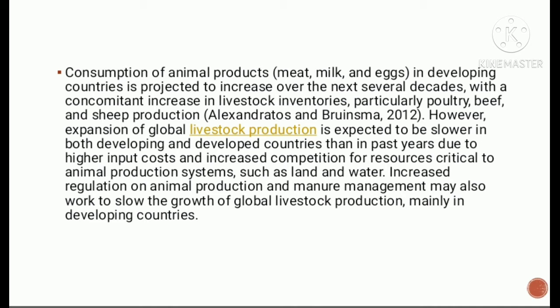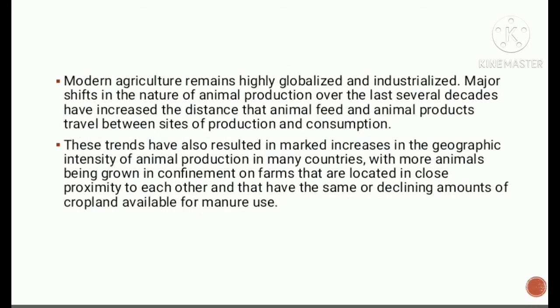Increased regulation in animal production and manure management may also work to slow the growth of global livestock production, mainly in developing countries. Modern agriculture remains highly globalized and industrialized. Major shifts in the nature of animal production over the last several decades have increased the distance that animal feed and animal products travel between sites of production and consumption. These trends have also resulted in marked increases in the geographic intensity of animal production in many countries, with more animals being grown in confinement on farms that are located in close proximity to each other and that have the same or declining amounts of cropland available for manure use.